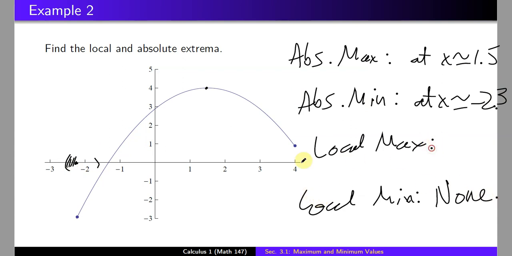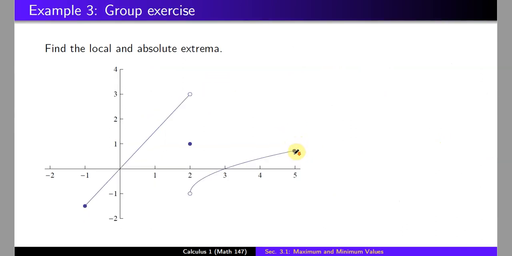Okay, local max. If it's an absolute max, it's going to be a local max as well. So 1.5. And this is not going to be a maximum or a minimum, like I said. All right, this is kind of an interesting example here. Find local and absolute extrema.